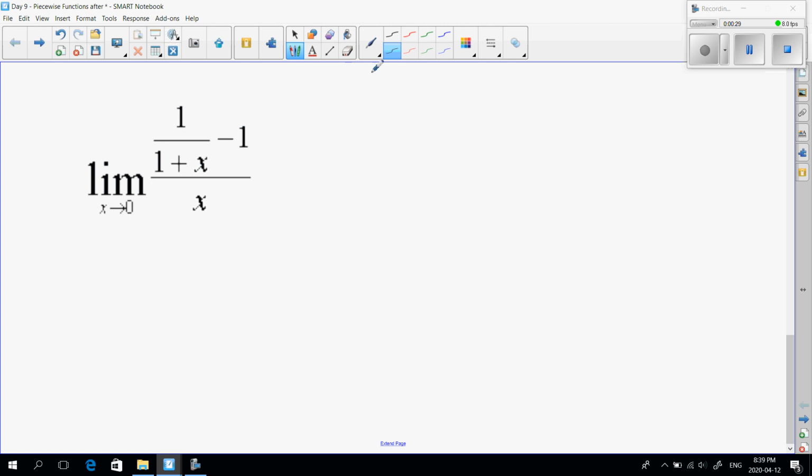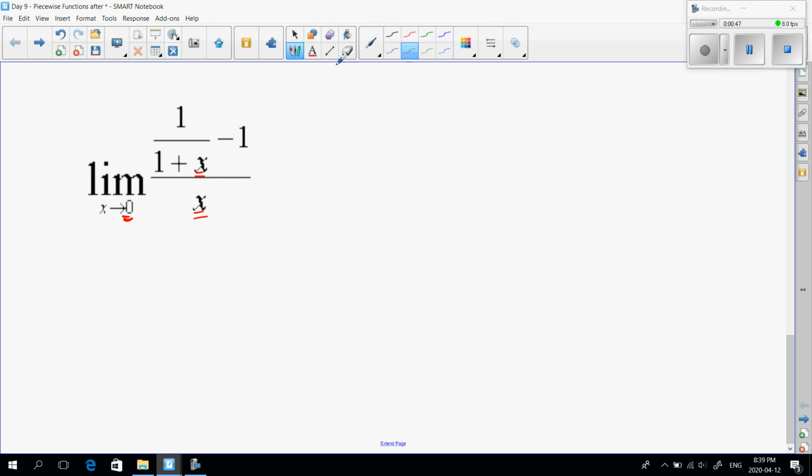First thing you should always try is direct substitution. So if you fill a 0 in for these x's, you'll notice we get 1 over 1, which is 1, minus 1. So you get a 0 in the numerator over 0 in the denominator. This is an indeterminate limit.